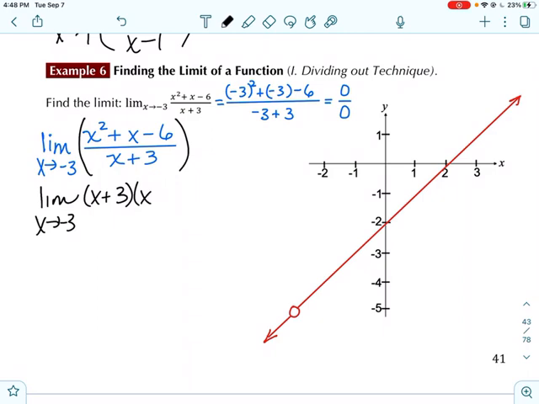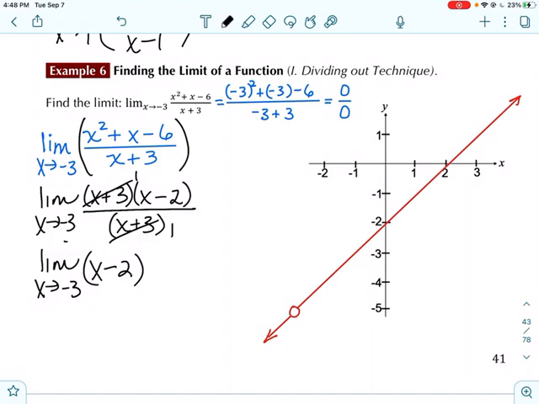When it's 0 over 0, I often look at what the denominator is, and I just say that x plus 3 is going to have to cancel. So you can kind of force the issue with your factoring. Okay, cancel the x plus 3's, and now we're taking the limit as x approaches negative 3 of x minus 2. And that's just going to be negative 3 minus 2, which is negative 5.